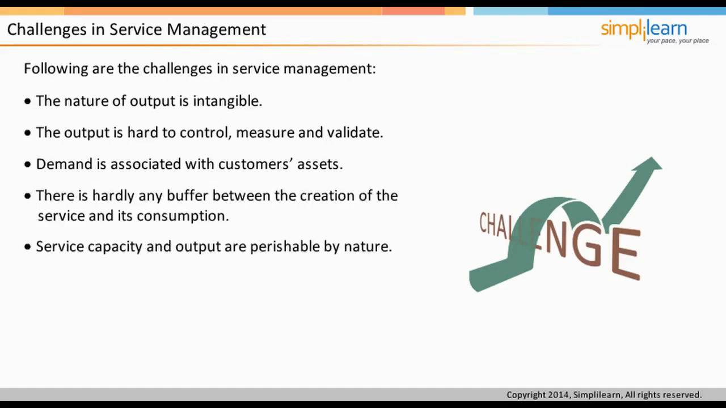This means that service providers need to ensure there is a steady source of supply to satisfy the customer's demands. The supply should have consistent quality. In the next screen, we will discuss the benefits of IT service management.